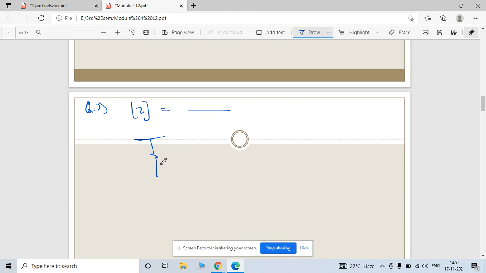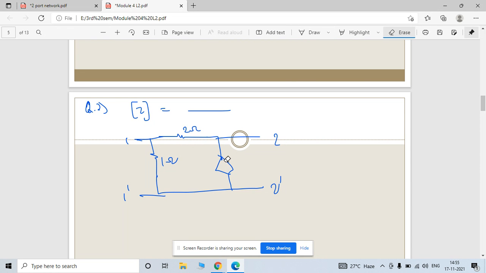These are the questions, I think, right? 1 ohm, and this is 2 ohm. Current direction is downward, right? Yes, tell me what is the answer for this question? What is the Z parameter?